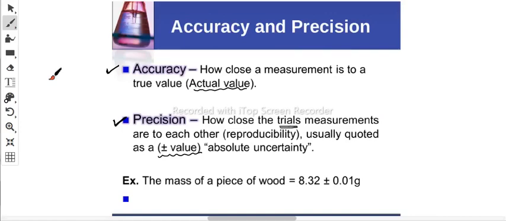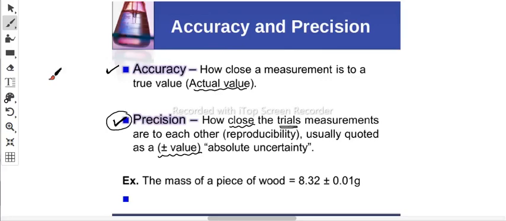So we can perform the trial at least 3 times. The experiment can be repeated 3 times, or 5, or even a higher number of trials. When you compare the trials' data to each other, you are dealing with precision. You are not comparing it with the actual value. You are comparing your data one trial to another whenever you want to talk about the precision.